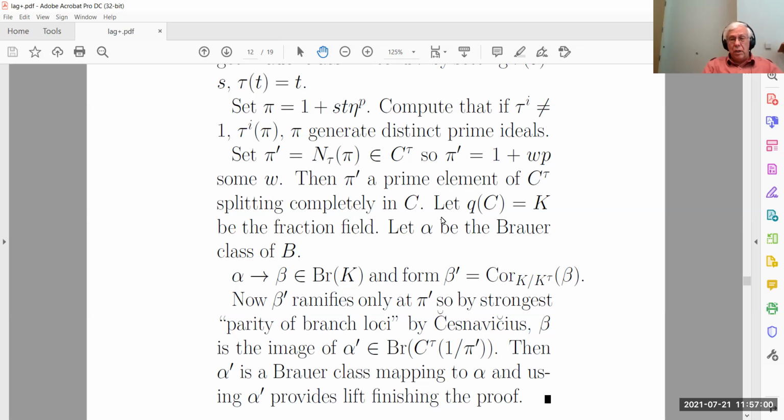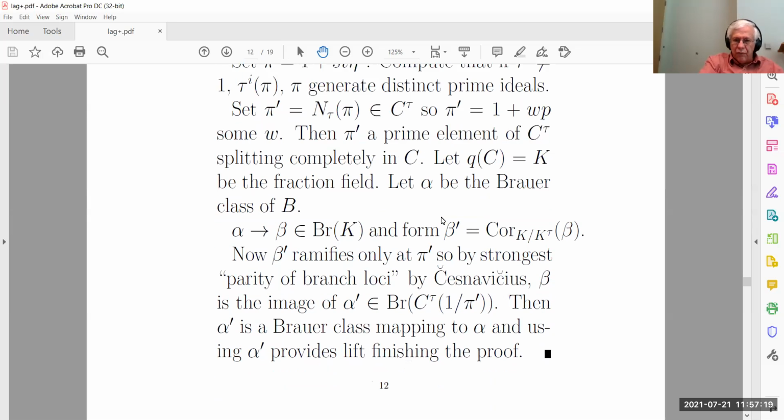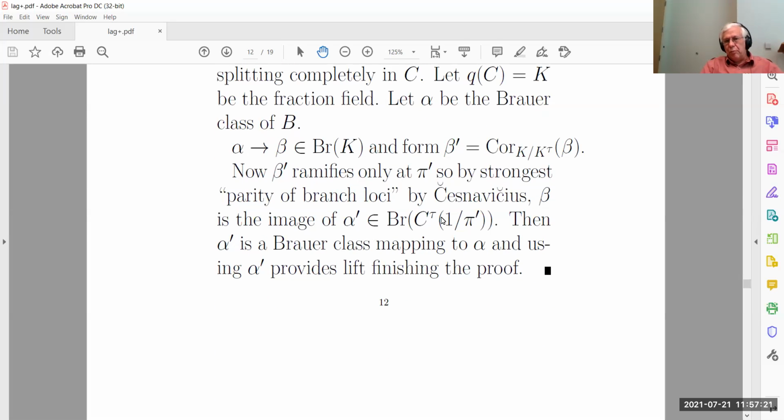Sorry, I did that wrong, but I apologize to him. Knowing exactly where it ramifies, then by purity of branch loci, I have a Brouwer class. I don't know what the algebra is. I have a Brouwer class mapping to the Brouwer class I defined as the co-restriction, and using that, I can do the lift. And so I could prove the surjectivity on Brouwer groups.